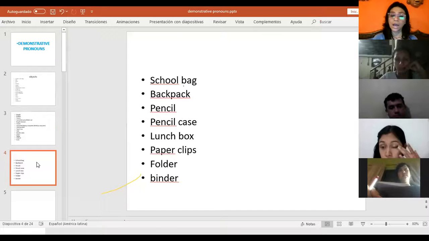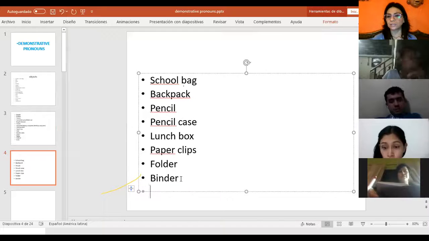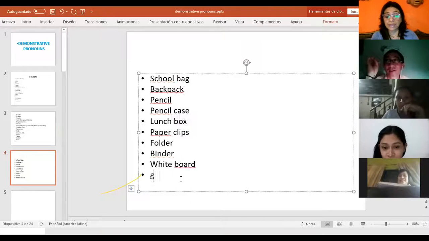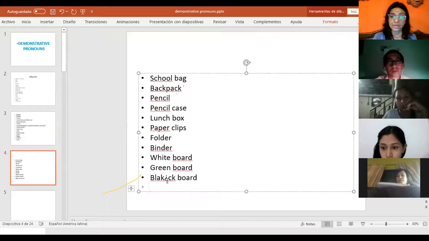Pizarra. Very good. Depende si es de qué color la quiere. Blanca. Very good. So we say whiteboard. Si fuese verde como antes, green board. O si fuera negra, blackboard. Blackboard. Y antes que escribíamos, ¿qué escribíamos?